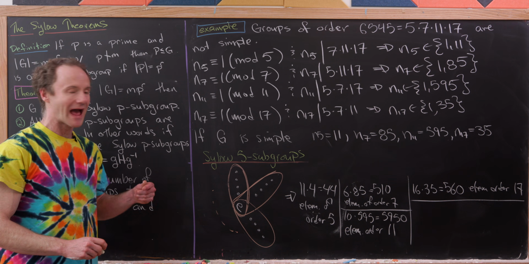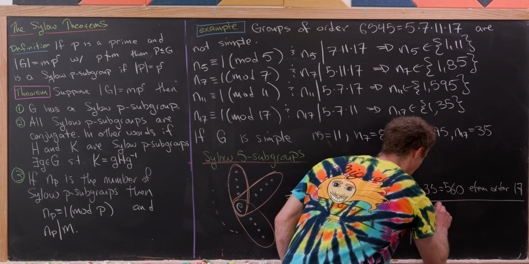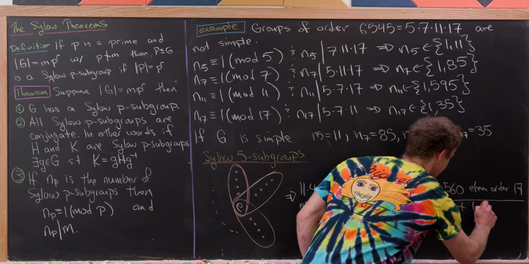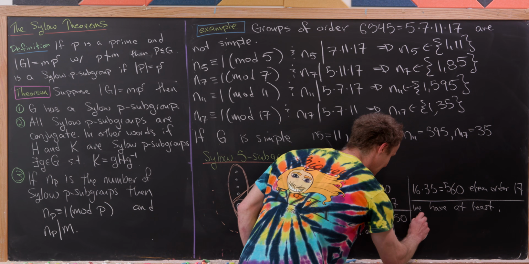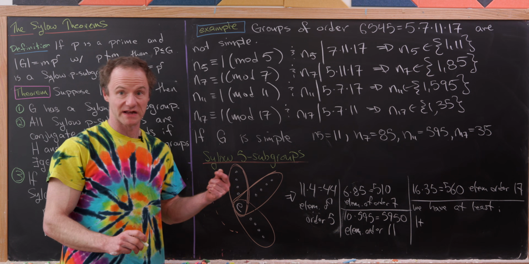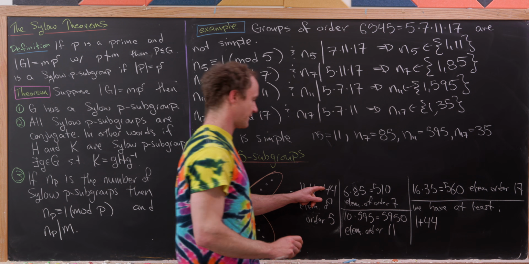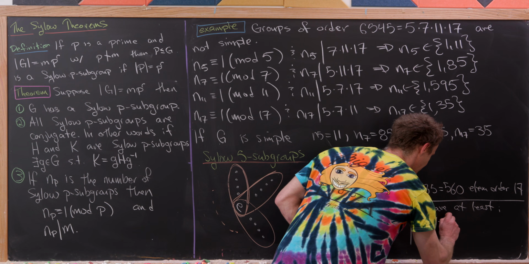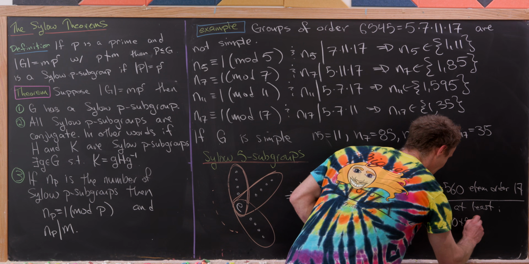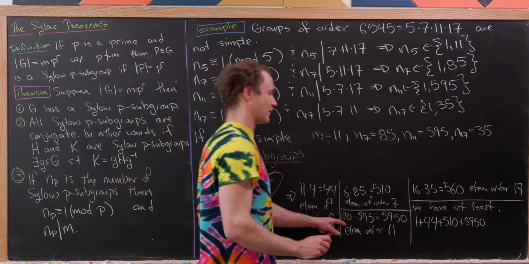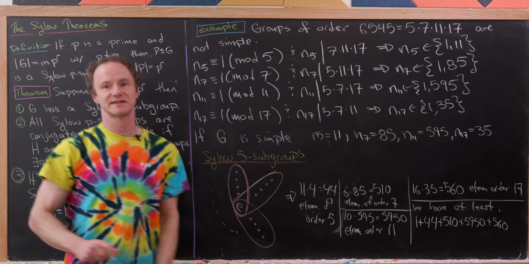So far, how many elements have we accounted for? Well, let's check it out. So we have at least the following number of elements. We've got an identity element, so that just is a single element. That's an element of order 1. And then we've got 44 elements of order 5 from right here. Let's see, we have 510 elements of order 7. We have 5,950 elements of order 11. Then we have 560 elements of order 17.